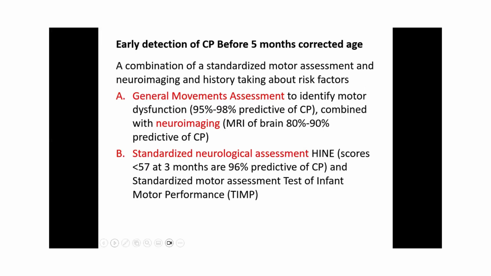Early detection of cerebral palsy from 5 months to 24 months of corrected age. So what are the tools we can use? We can use a standardized neurological assessment, again HINE, which is 90% predictive of cerebral palsy. And if the score is below 40 at 6 months, 9 months, or 12 months, it almost always indicates cerebral palsy. Again, combined with MRI brain, we can use a standardized motor assessment, which is known as the Alberta Infant Motor Scale, 86% predictive of an abnormal motor outcome.